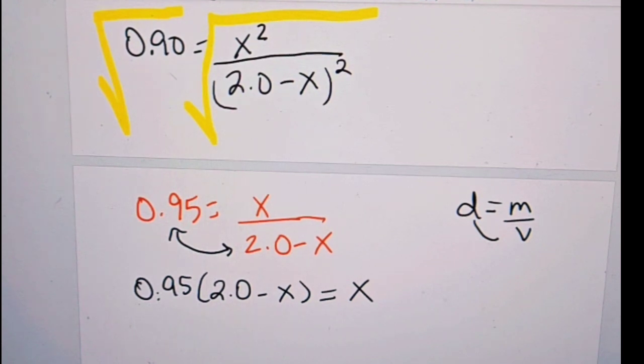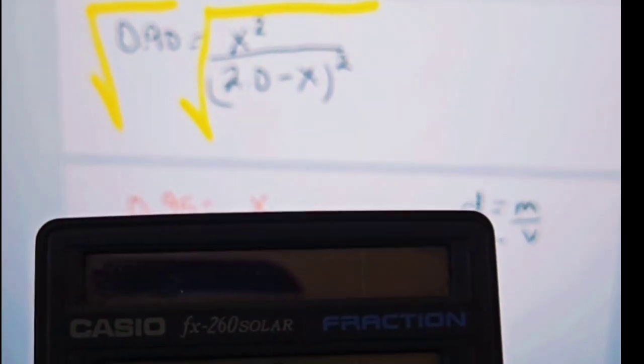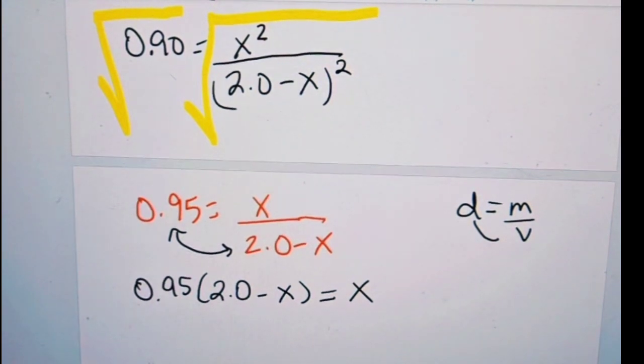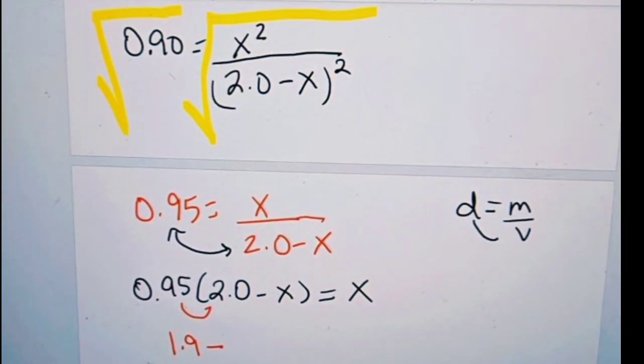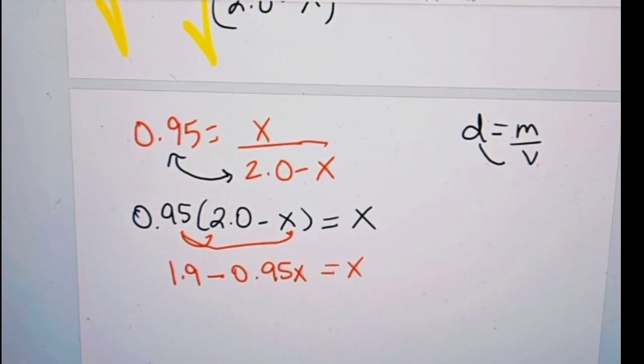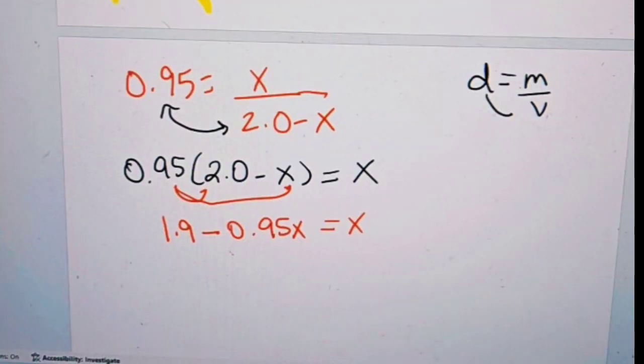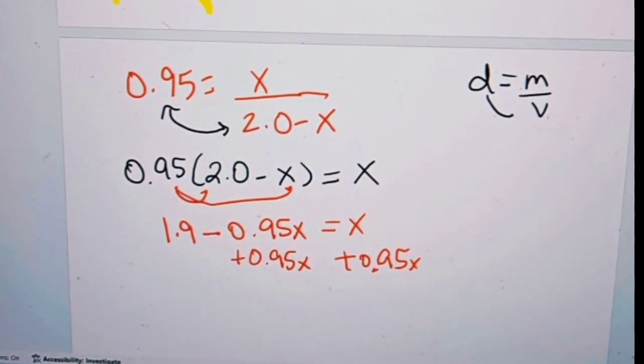Whenever I multiply, so y'all can see this, I'm going to multiply 0.95 times 2.0 minus x. So let's take the first one, 0.95, okay, times 2.0. I get 1.9. So when I multiply these two numbers right here, okay, I get 1.9. So that's 1.9 minus 0.95 times the x, because you got to do the next one and multiply those. It equals x. Now, what are you going to do? The next step, of course, is to do what? We've got to still isolate that. Now, I'm going to add the plus 0.95x to both sides so that I can get the x by itself, okay?